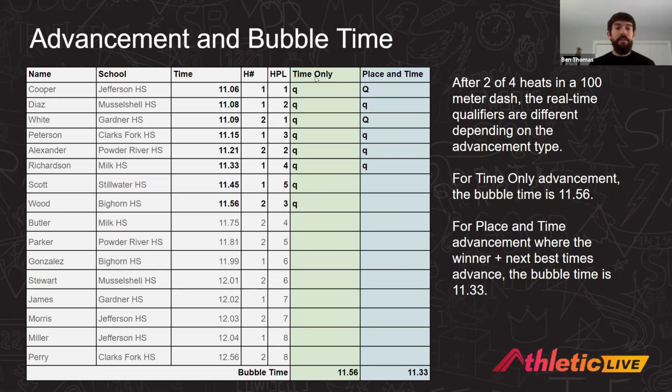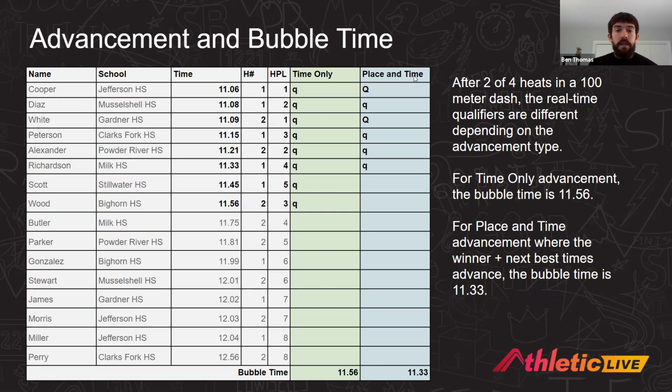If this event were time only, we know that we are bringing the top 8 people into the final. So we can see here that on AthleticLIVE, we're going to see a small Q next to each of these guys, meaning that they're going to qualify on time only. And the bubble time is 11.56. So a coach knows, hey, if my kid can get above 11.56 in this next heat, he's going to move into qualifying position and have a chance to qualify for the final.